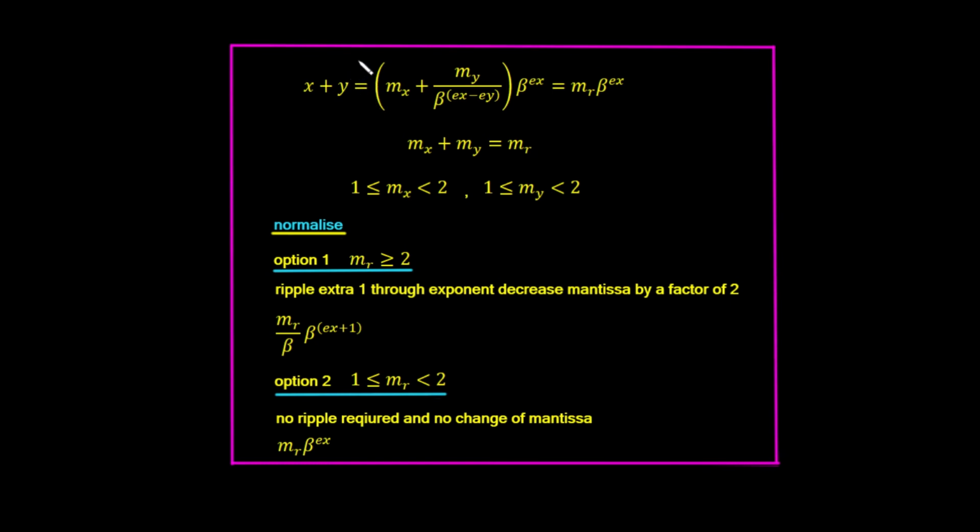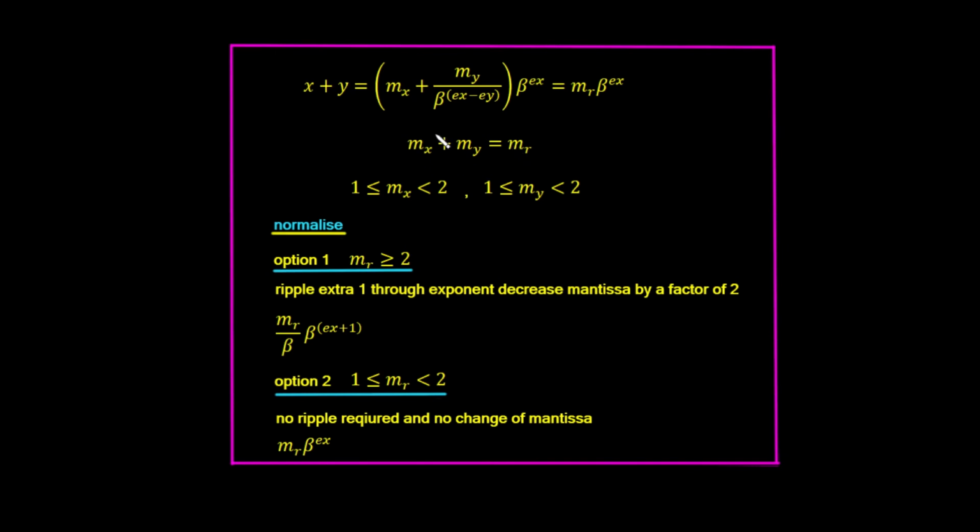Now we've had to divide this mantissa by this factor because we've had to increase the exponent for y. So we increase the exponent for y to make it the same as the exponent for x, and then we've got to decrease the mantissa by that same amount. So everything inside the bracket here can be written as MR. So finally we're going to be left with MR beta EX. And that's just what we've got written down here. The MX plus the MY, so this plus this is given this term MR.